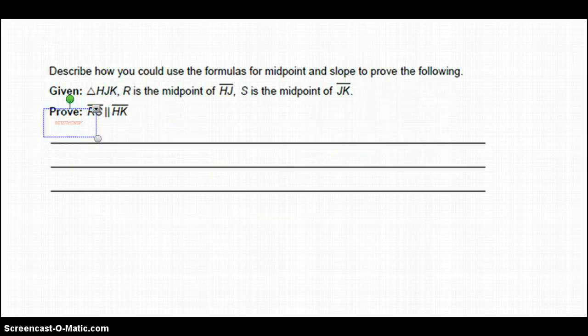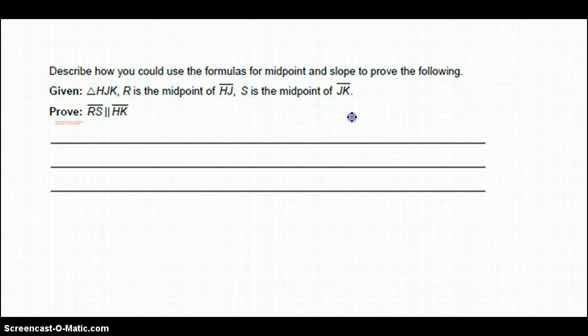Alright, there's one last example we want to go through. We want to describe how we could use formulas for midpoint and slope to actually do a coordinate proof. A coordinate proof requires you to position a figure in the coordinate plane and then use formulas to arrive at conclusions. And you're going to figure out a little bit more how to do that when you do the assignment. There's some problems that walk you through how to do a coordinate proof.